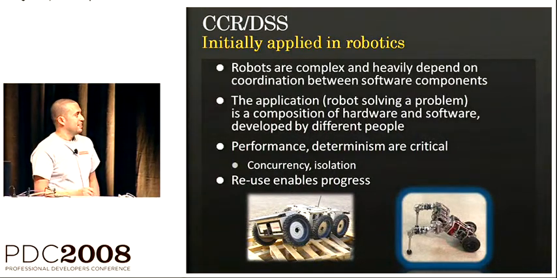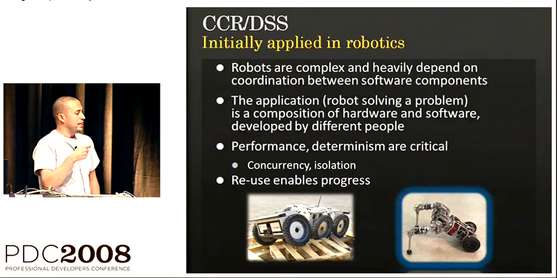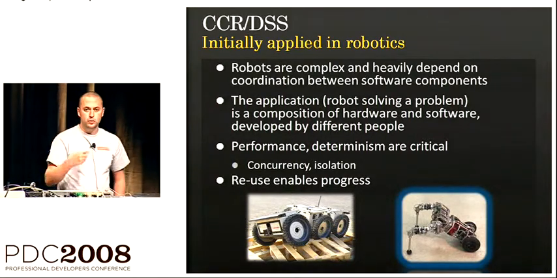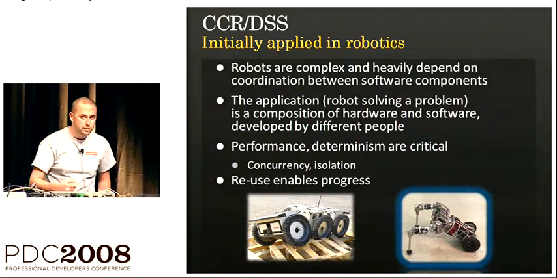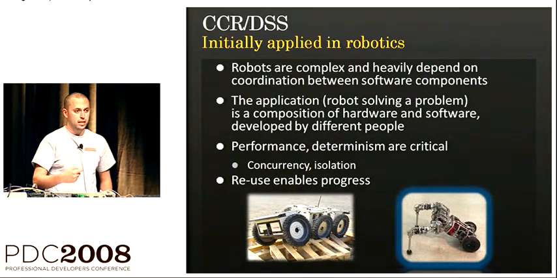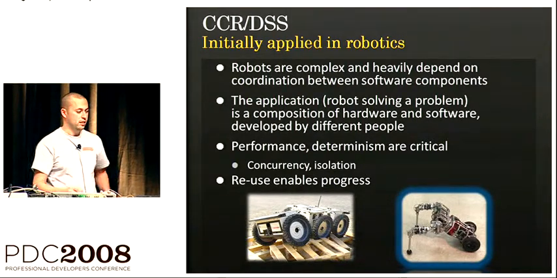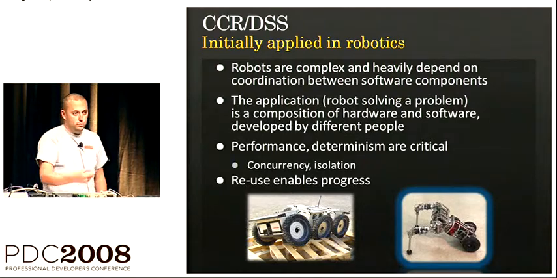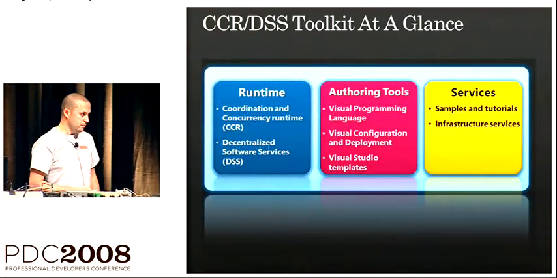The other thing is that we wanted to enable reuse. There are a lot of smart people in robotics, but they really built everything from scratch almost every time, and they don't share that easily. And progress comes from that type of reuse.